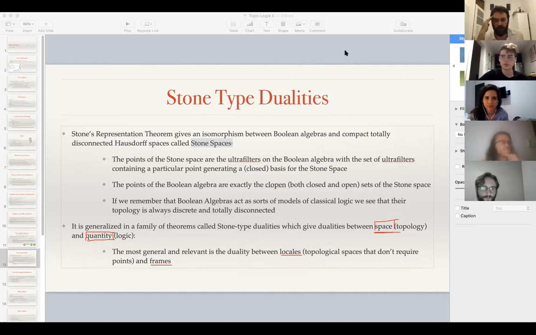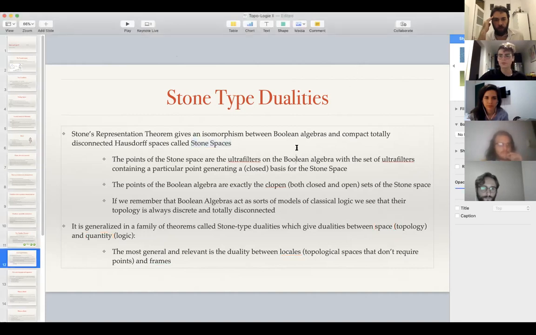And the ultrafilters enter in the Stone type duality because if you can come up with the filtering of the Boolean algebra, it has the structure of this compact, totally disconnected Hausdorff space. And we're talking about principal ultrafilters. On a Boolean algebra, unless it's really big, I don't know if you can have non-principal ultrafilters in Boolean algebras.